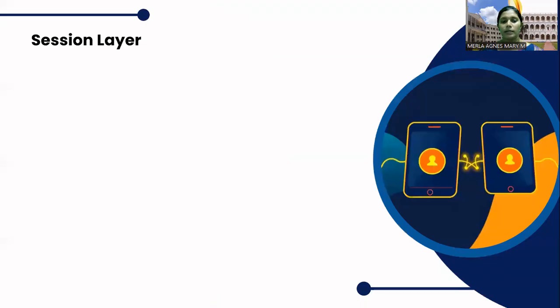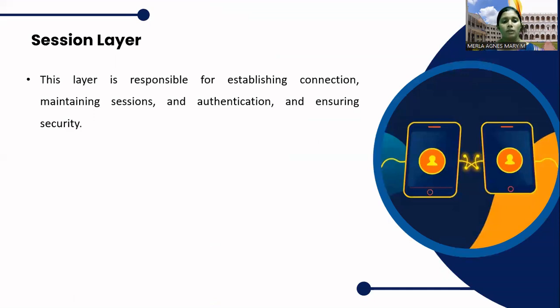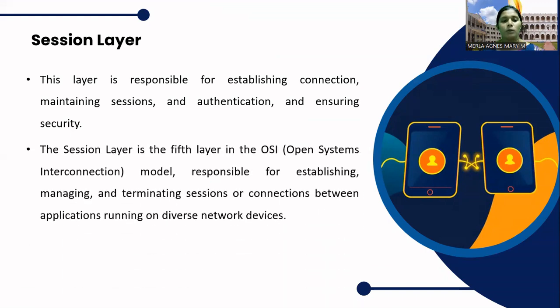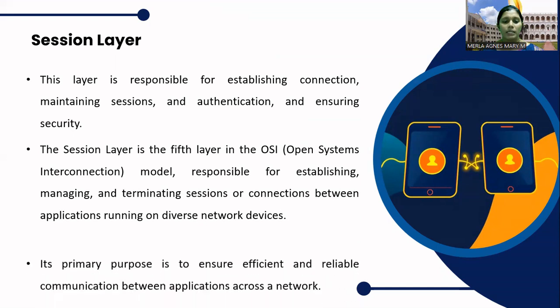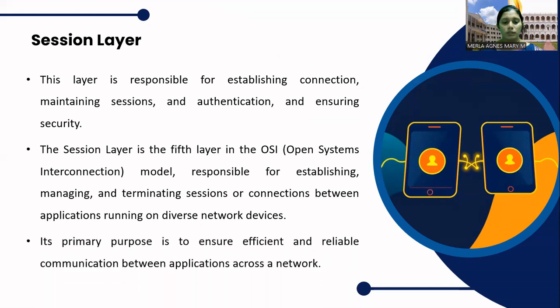Then the session layer. This layer is responsible for establishing connections, maintaining sessions, authenticating, and ensuring security. This is the fifth layer of the OSI model. It is responsible for terminating and managing the connections between the applications. Its primary purpose is to maintain the connection between the applications across the network.